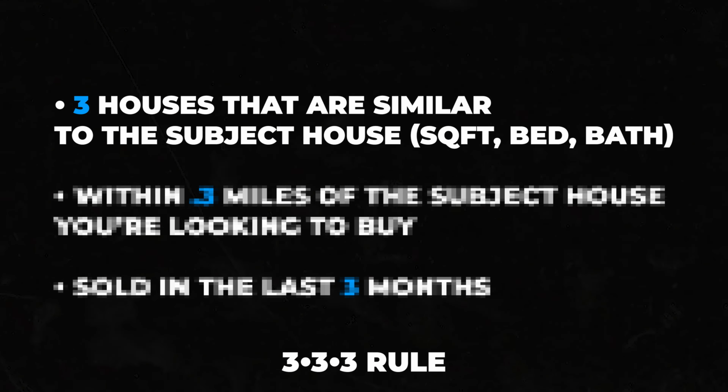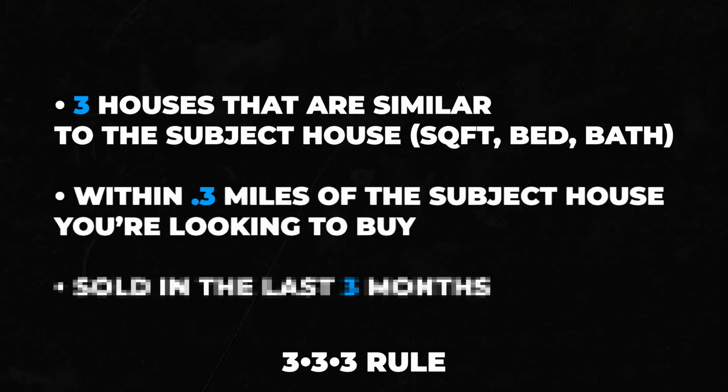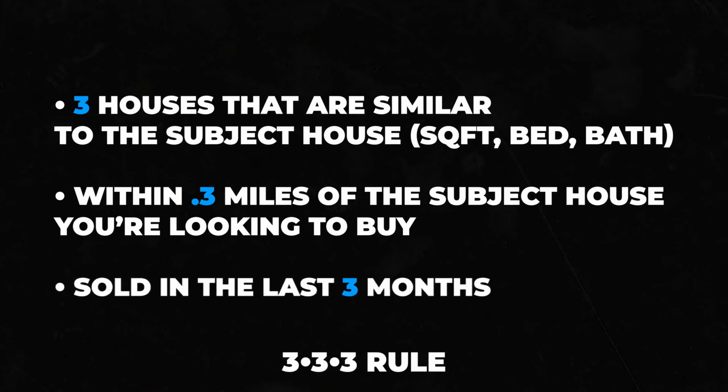Well, I teach my students the 3-3-3 rule when finding comps. #FasterFreedom original. The 3 rules are to find a house that is similar to your subject property as far as square footage and bed and bath goes, within 0.3 miles of the subject house that you're looking to buy, and that has sold within the last 3 months. The 3-3-3 rule.